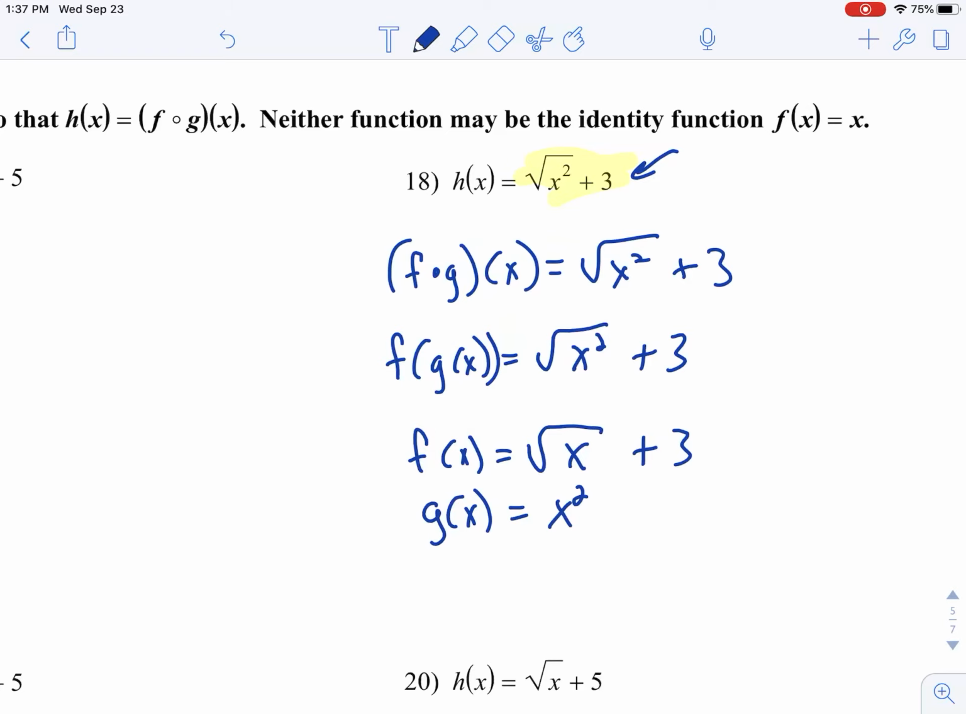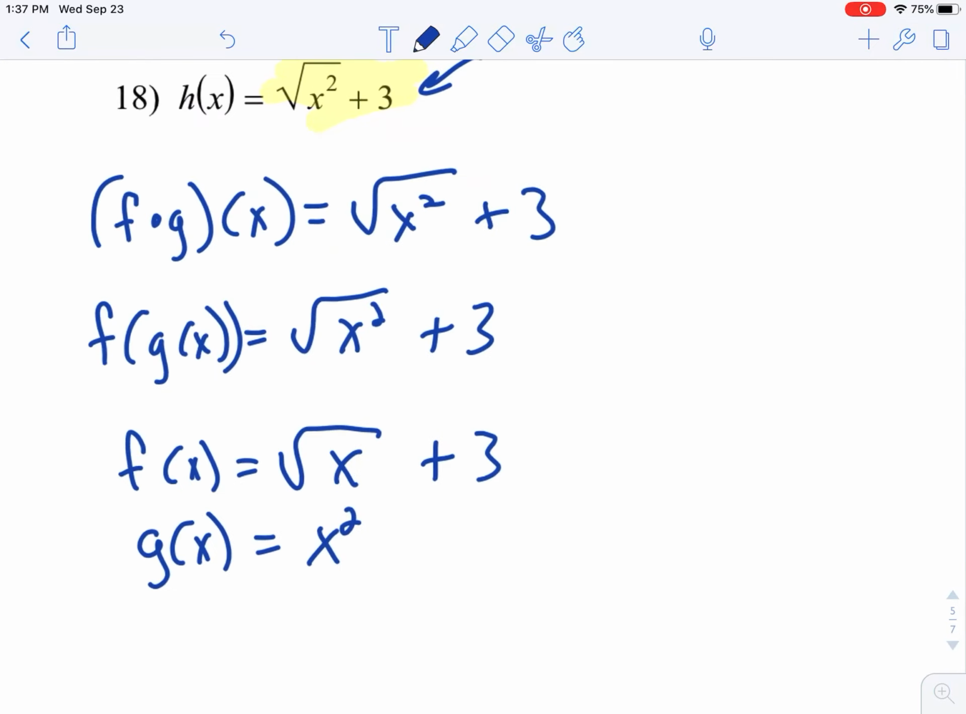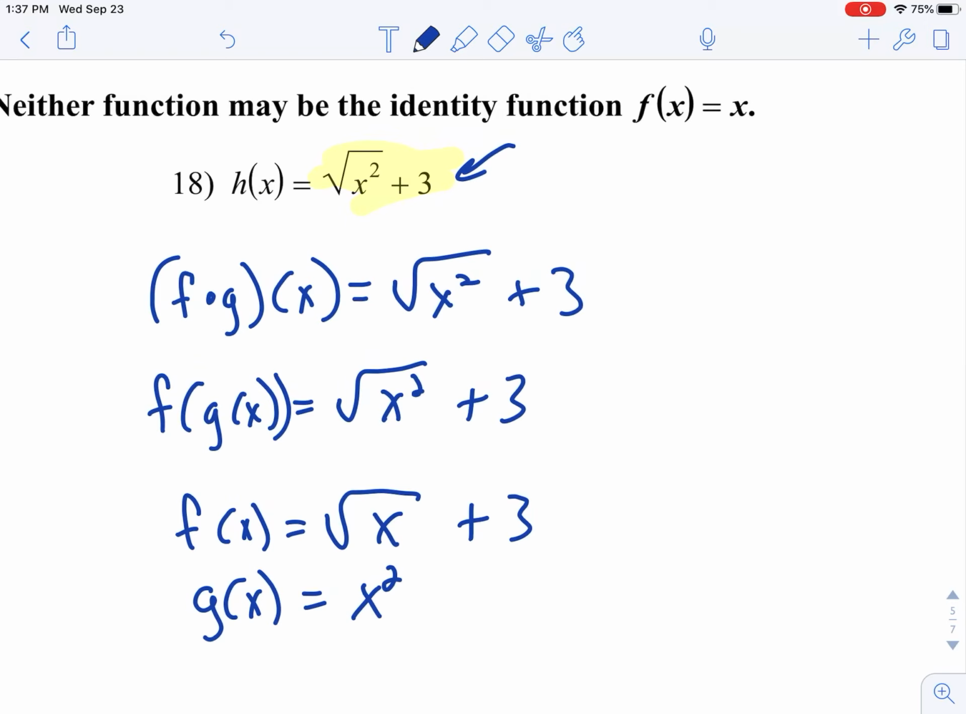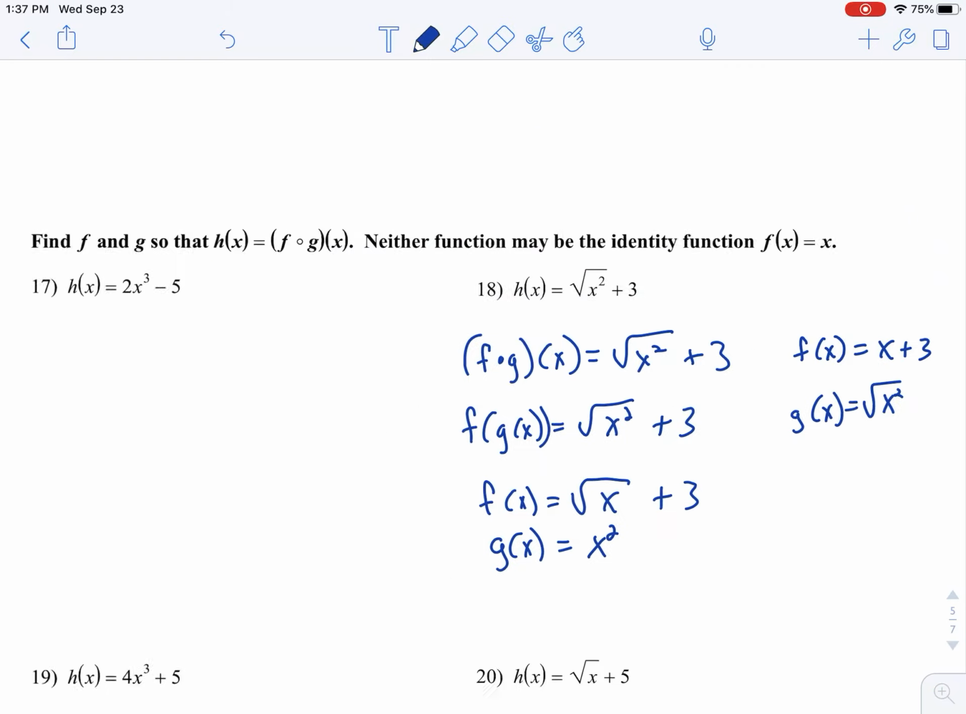This is not something you're going to be tested on. This isn't really even required for homework. This is if you're up for a little challenge and you want to maybe extend your thinking a little. Now, the one thing about this is there's more than one possible right answer. You could have said f of x is x plus 3 and g of x is square root of x squared. If you plug this in here, you also get square root of x squared plus 3. So this is one of those scenarios where there's more than one right answer anyway.